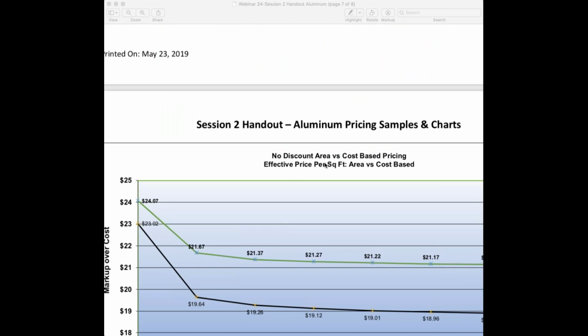I didn't comment on these last 2 pages in the acrylic, but this is showing what the effective per square foot of area versus cost is. So the green is the average square foot for the aluminum based on area, and then what it is on cost per square foot for a cost-based scenario.